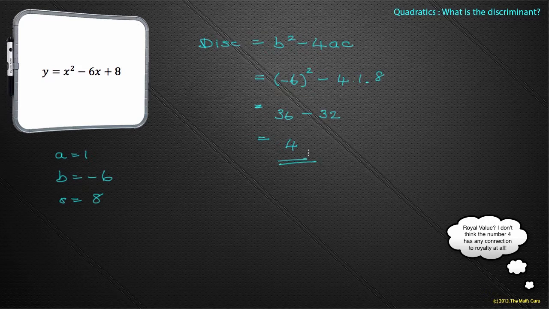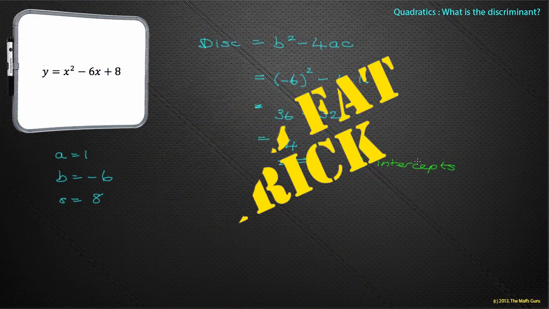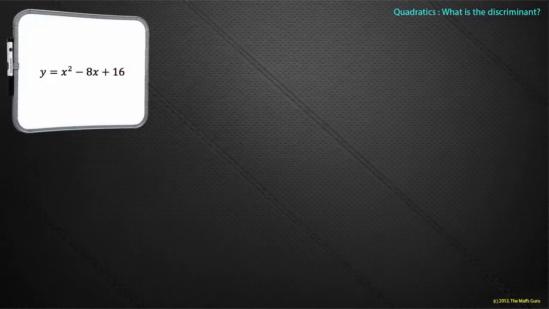Am I actually bothered about the value of 4? No, not really. I just need to know that it's positive, and because it's positive, I will have 2 intercepts. This doesn't help me find the value of the intercepts, by the way. All it tells me is that there's going to be 2. Because math being a big fat trick, you're going to end up in a situation where they may later on trick you.